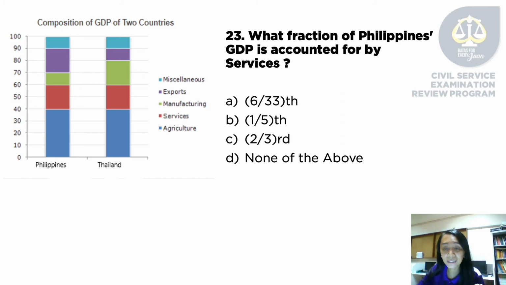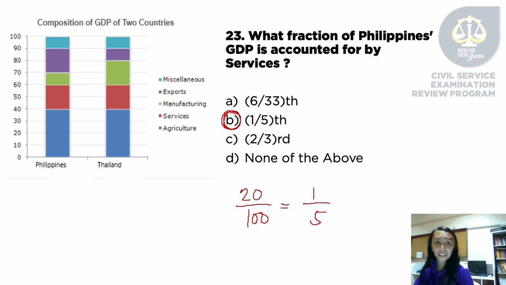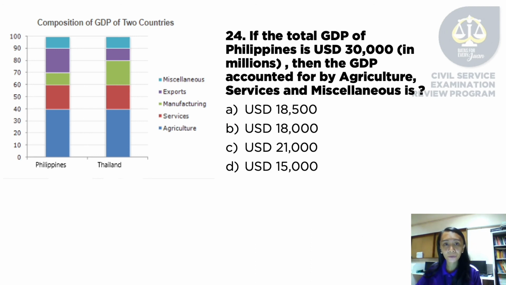So that is 20 divided by 100 because that consists of 20%. Okay? Ibig sabihin, 20 over 100, that should be 1 over 5. Okay, so the correct answer is 1/5 or letter B. So that's 20%, so 20 over 100. Okay, next question. Question number 24.